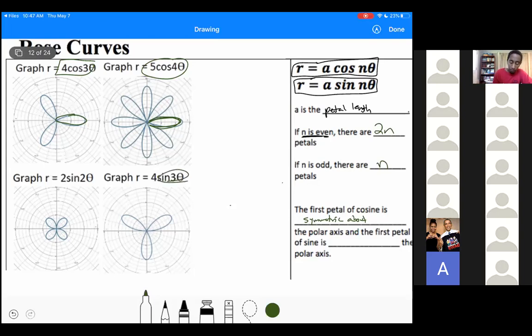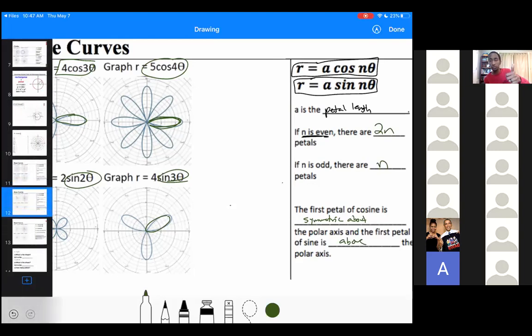If it's sine, then the first petal is above the polar axis. That's how I remember kind of how you would graph it. So that's for Rose curves, general kind of features of them, okay? So we have circles, we have Rose curves.